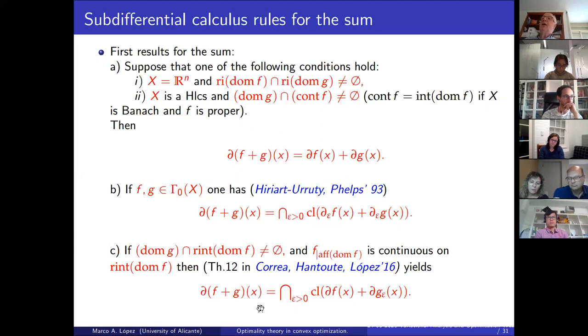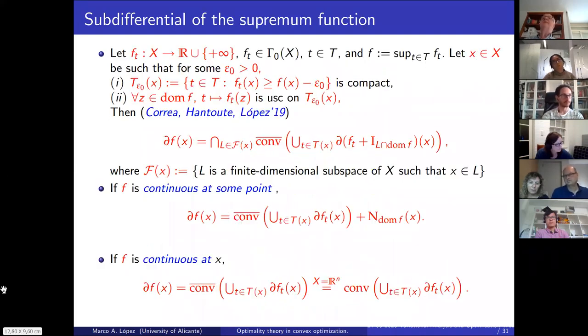The subdifferential of the sum is the intersection, for every epsilon, of the closure of the subdifferential of f at x plus the subdifferential of the other function. This is less demanded, but the price to pay is that I cannot put here the exact subdifferential. This formula is useful for our purposes.